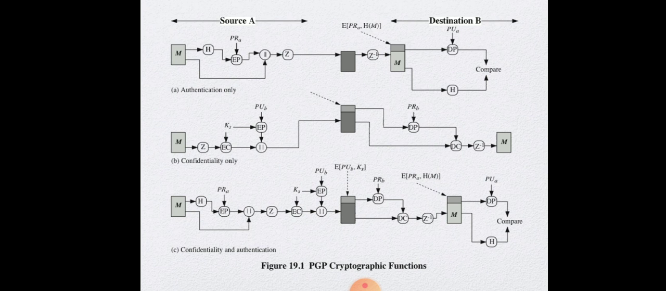Next, for confidentiality, the sender generates a message and a random 128-bit number that can be used as a session key for the message. The message is encrypted using CAST-128 or IDEA or triple DES with a session key. Understand? With a session key. Now, you can see EC is used here. EC stands for symmetric encryption. EP stands for public key encryption. DP stands for public key decryption. DC stands for symmetric decryption. And KS stands for the session key.